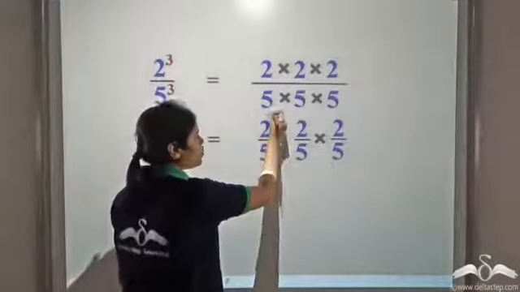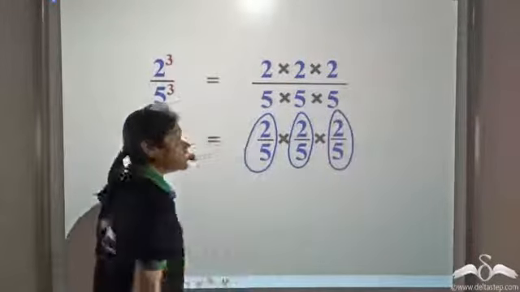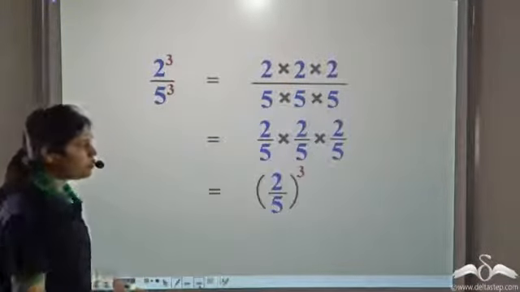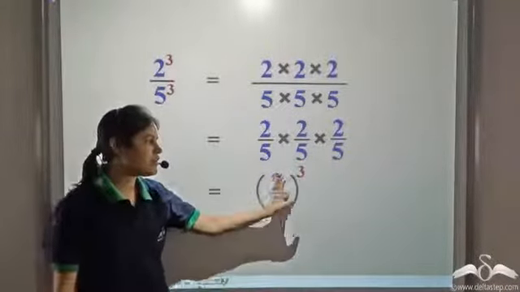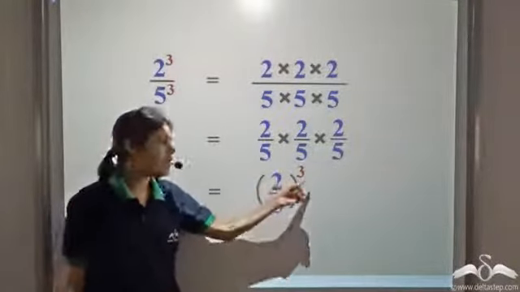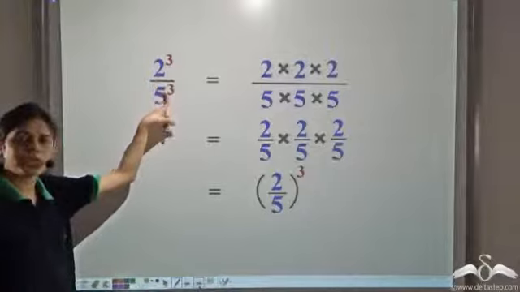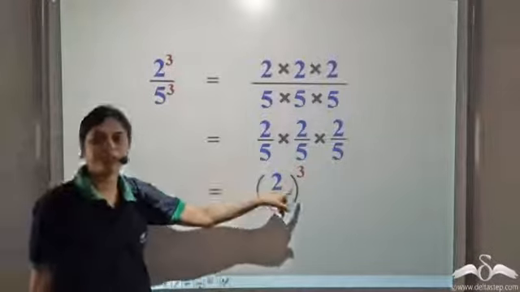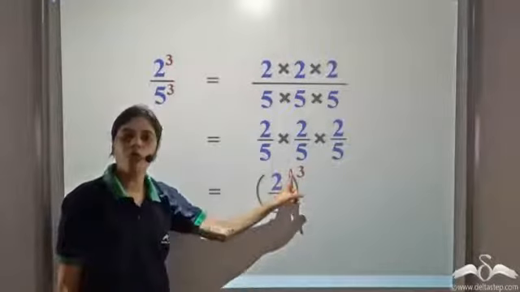Now this is 2 by 5 multiplied 3 times, which is equal to 2 by 5 whole to the power 3. In this exponential number, the base is 2 by 5 and the exponent is 3. So we see that if we divide two exponential numbers, their bases get divided and the exponent remains the same. So 2 cube by 5 cube is equal to 2 by 5 whole cube.